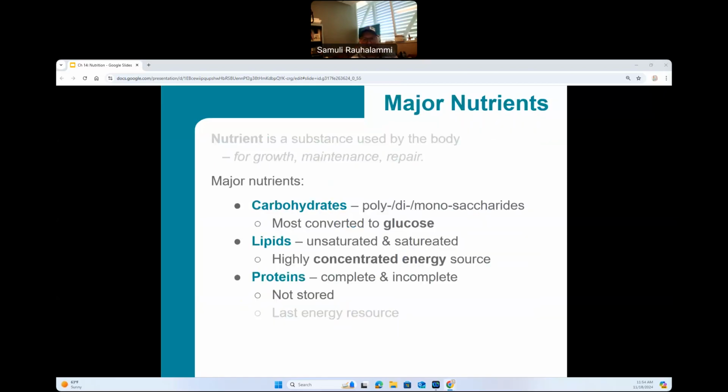Now, let's look at major nutrients, and we have seen this top line already. So let's look through each of these groups.